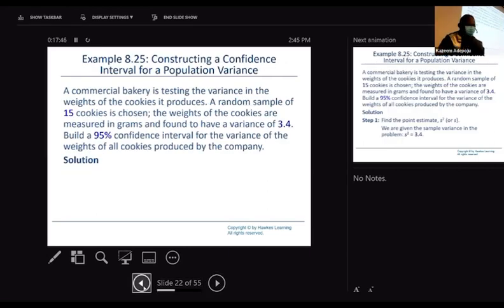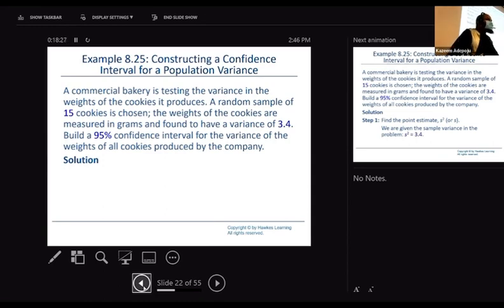In the example now, a commercial bakery is testing the variance in the weight of the cookies it produces. The bakery doesn't want a situation whereby the consumer will not get value for their money. At times when you take a look at cookies we buy, you're going to see that some actually have more weight than others. And of course, that is the reason why in every industry like that, they need to have a quality inspection officer that will make sure that there's consistency.